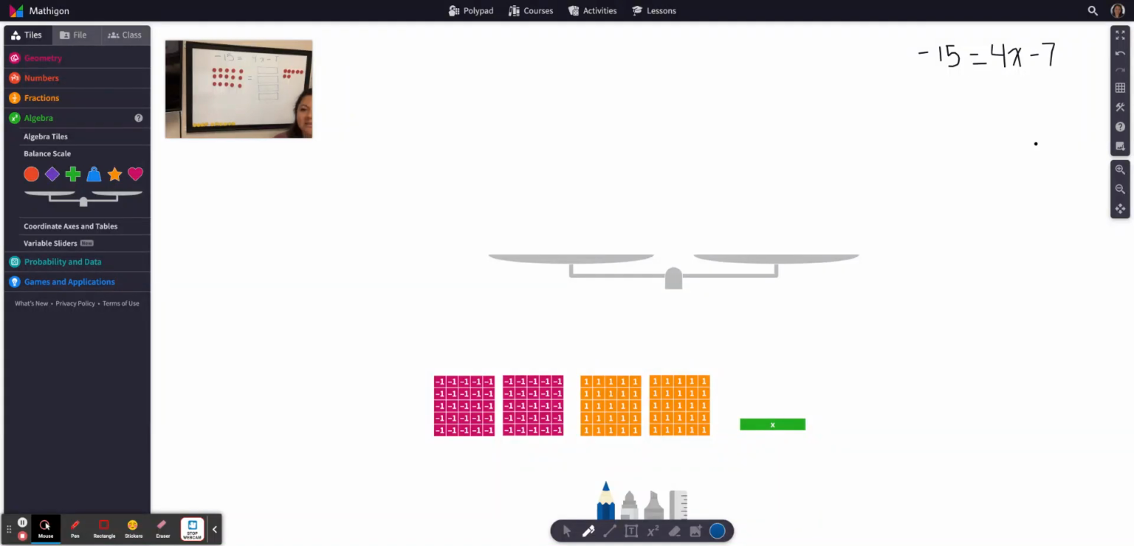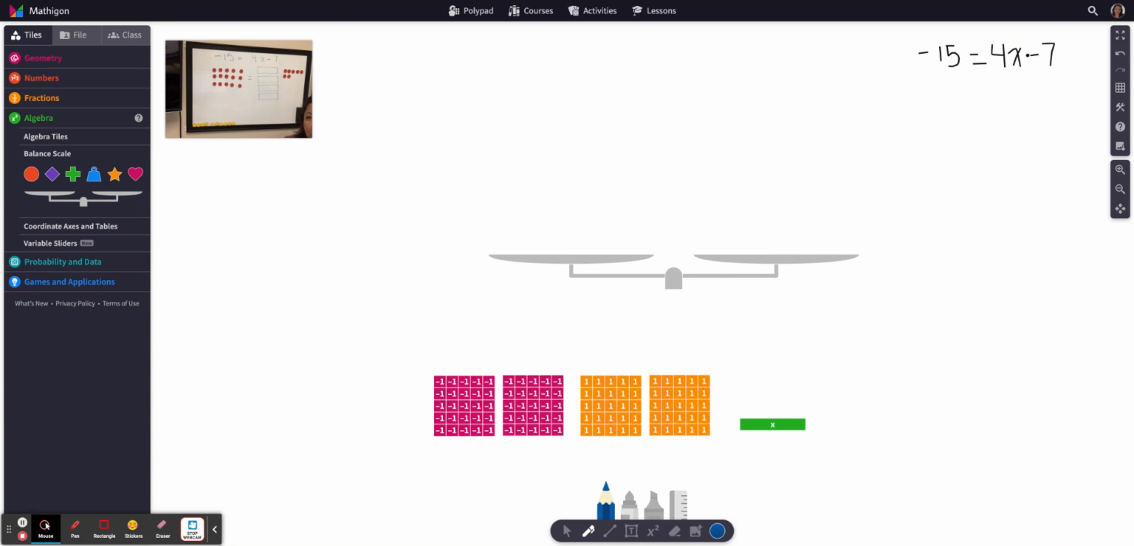So here we have another two-step equation. Again, I'm going to begin with the abstract, even though when I'm working with the students, I personally would like to start with the concrete. So we have negative 15 is equal to 4x minus 7. There are two numbers that I want to get rid of, this negative 7 and this 4. I'm going to begin by moving this 7.